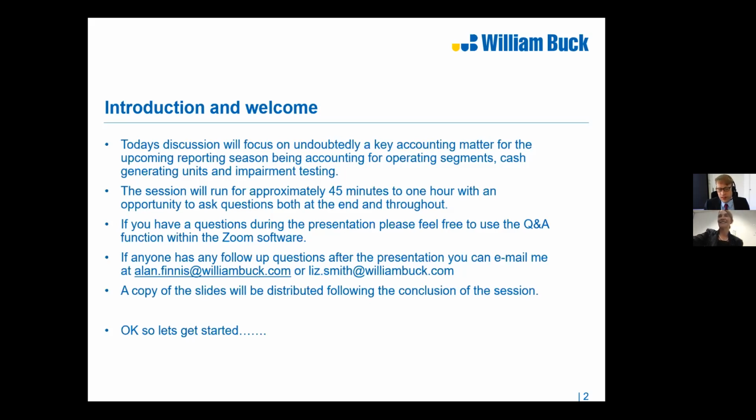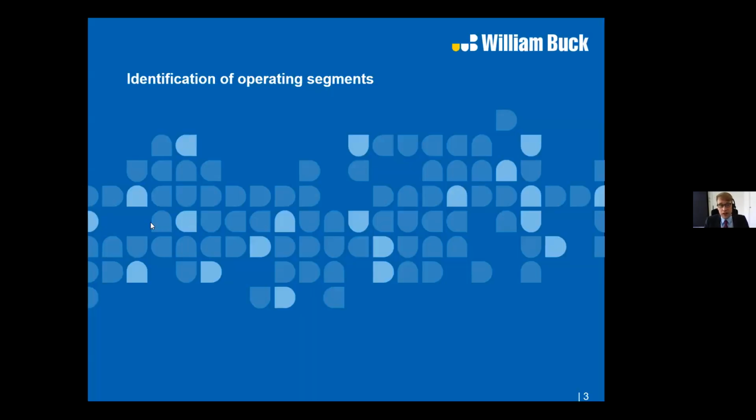Thank you. Okay. So let's get started. The first topic of conversation is identification of operating segments. When we build up from our concept of impairment testing, we raise from impairment testing up to a cash generating unit, and we start off at an operating segment level.